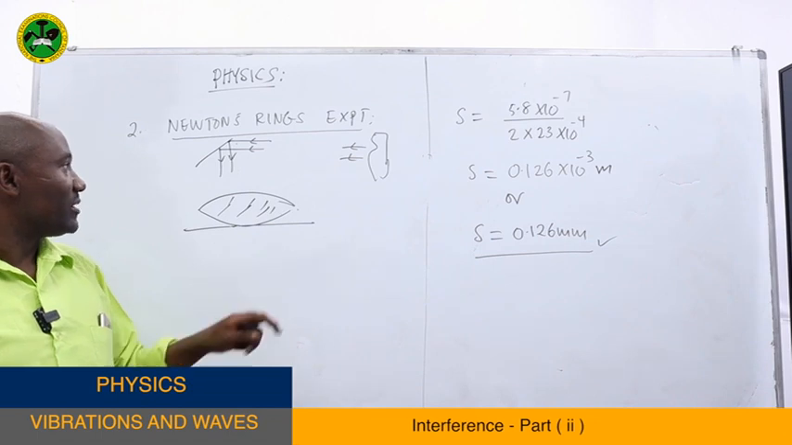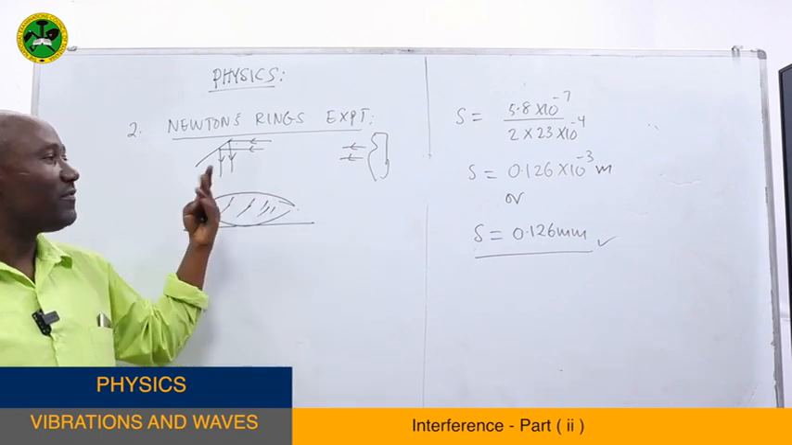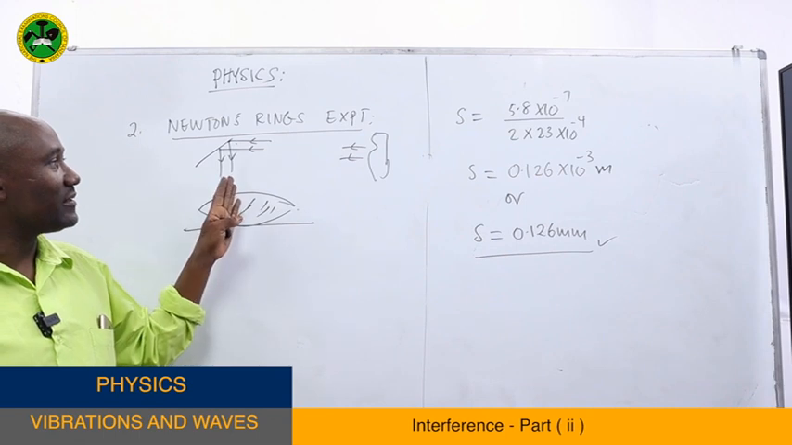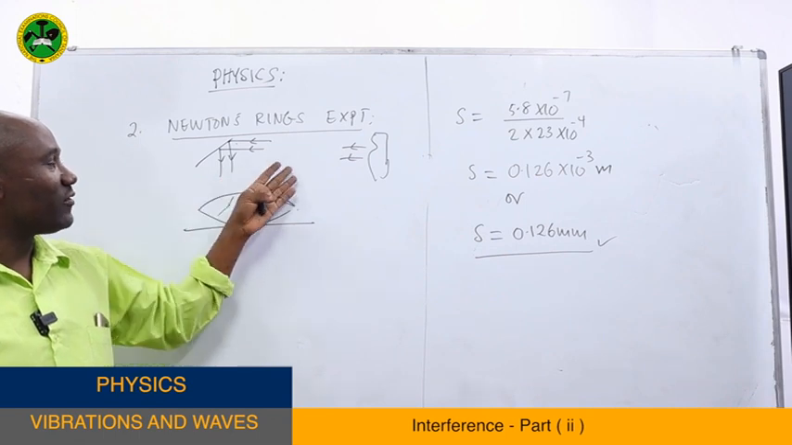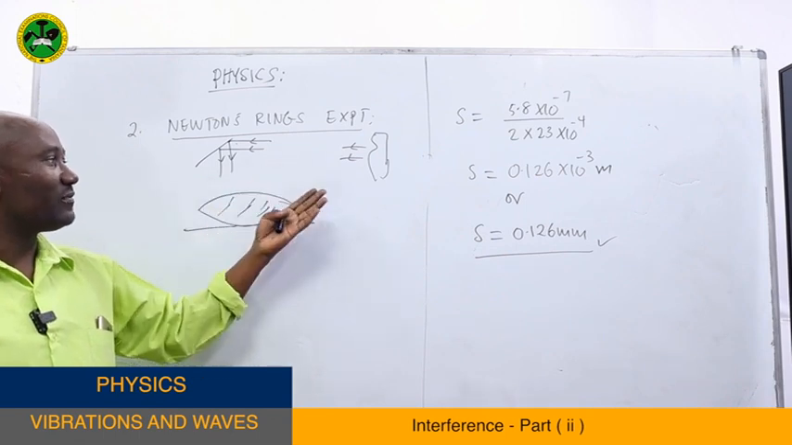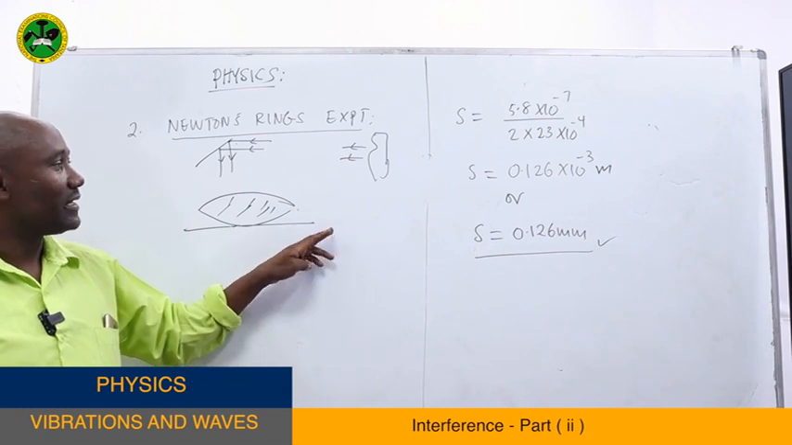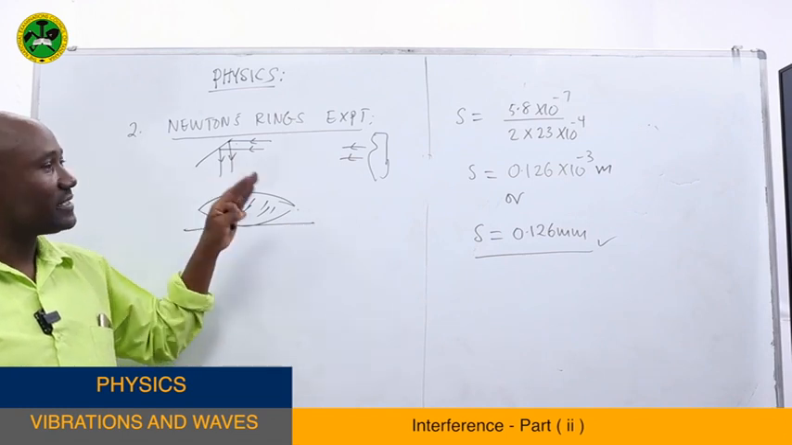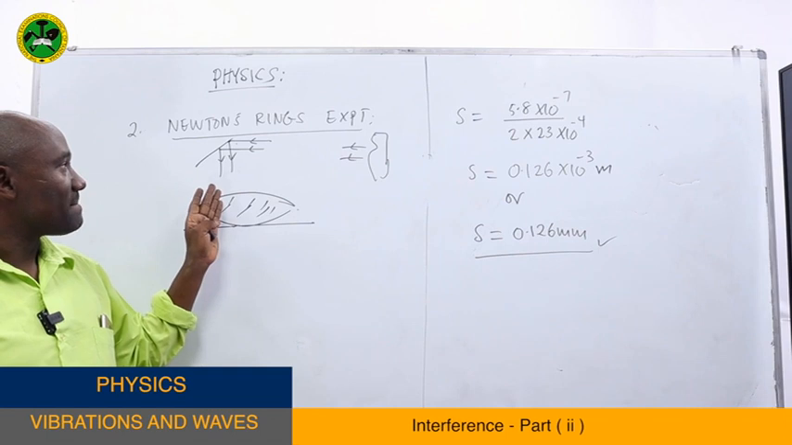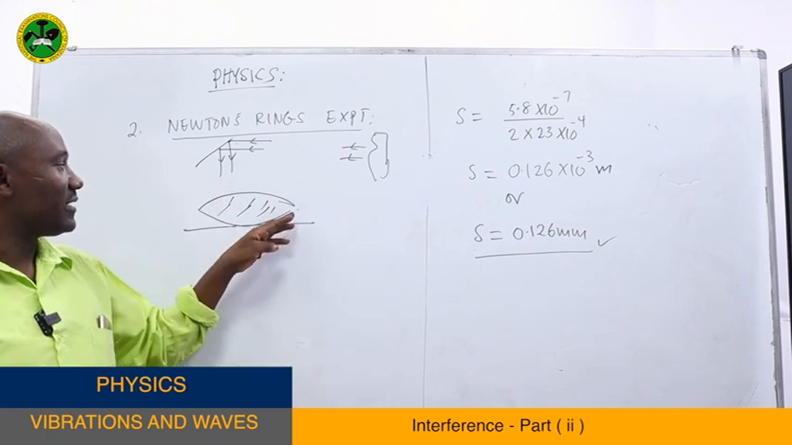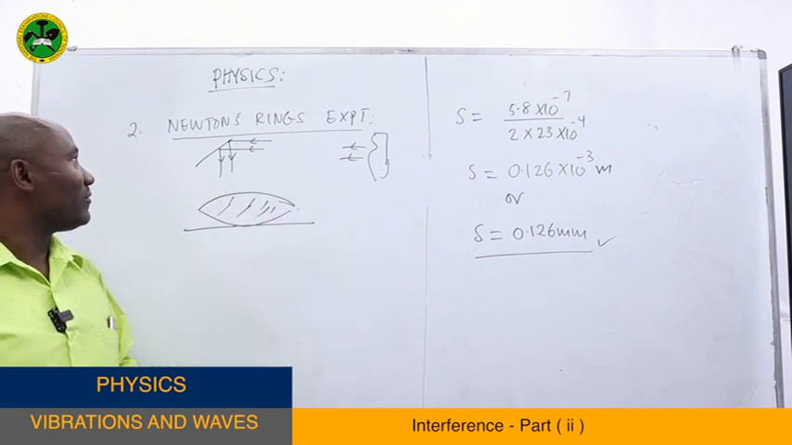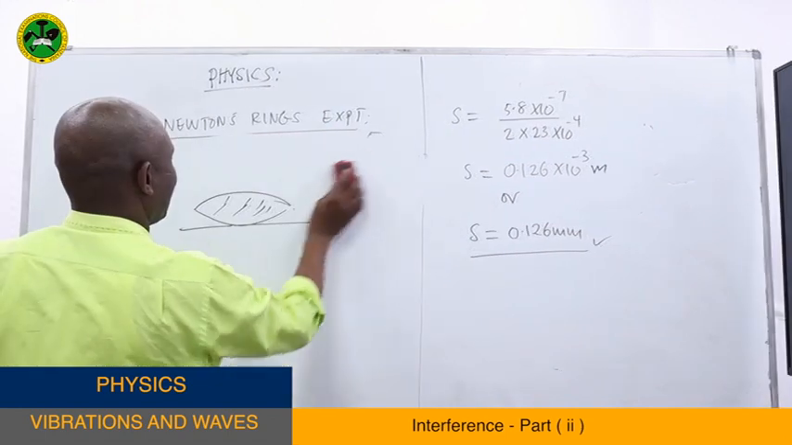So we're going to see now how we find the formula, the position, and what will be the nature of the image formed here. What will be the formula for finding the position of the bright and the dark fringes? Are the images the same? So let's see how we find the formula in this part of the Newton's ring experiment.